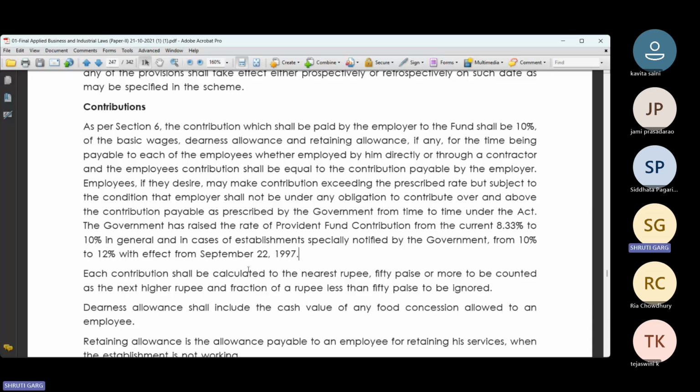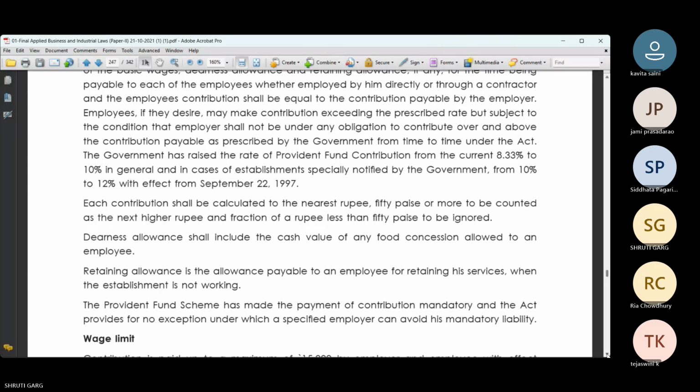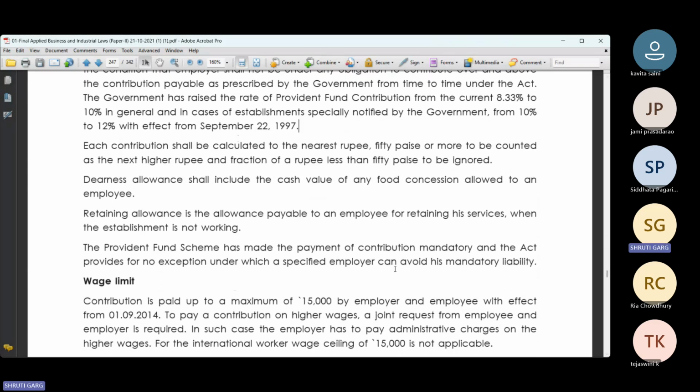So each contribution shall be calculated to the nearest rupee, meaning a round-off figure will be used. 50 paise or more is to be counted as the higher rupee, and a fraction of a rupee less than 50 paise is to be ignored. Dearness allowance shall include the cash value of any food concession which is allowed to an employee, and retaining allowance is the allowance which is payable to an employee for retaining his services when the establishment is not working.